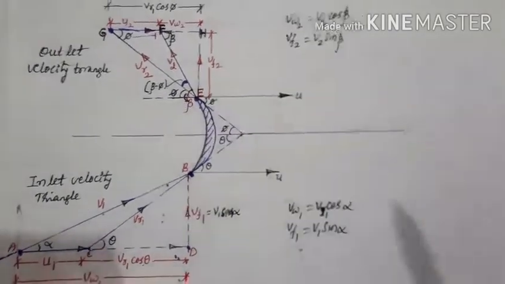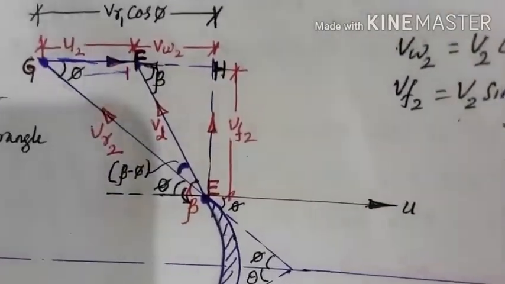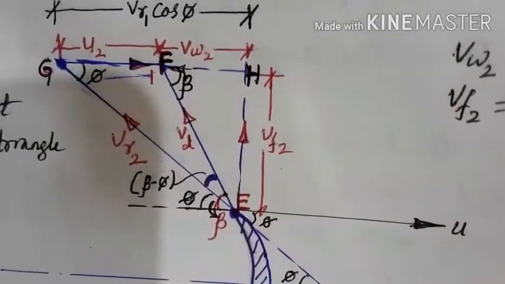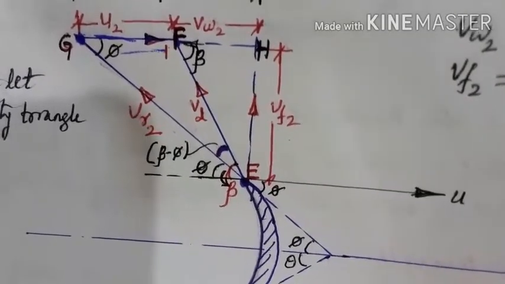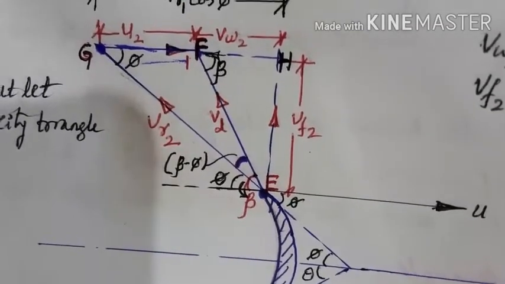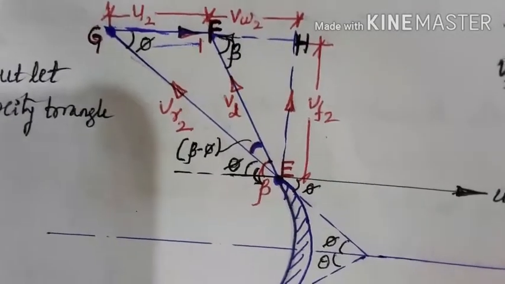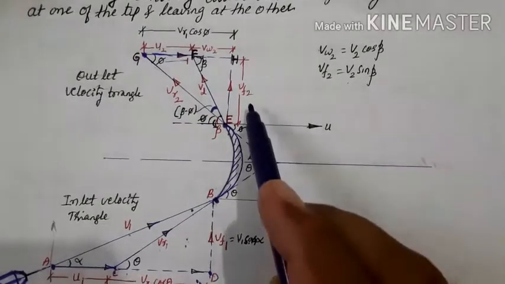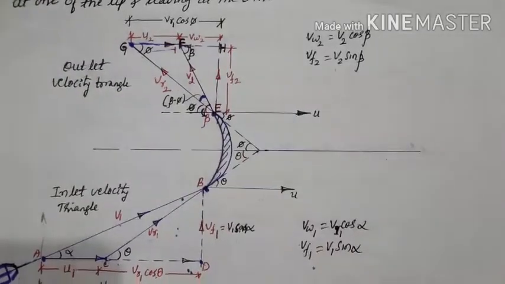Okay, so I hope you understood this triangle. This is very important, this triangle. So beta minus phi, where I marked, just look at that figure. Then I marked a beta angle. Beta is the angle made by V2 with the direction of motion of vane, and phi is the angle made by the relative velocity at outlet with the horizontal. Okay, so here Vf2 represents the velocity of flow at outlet, Vw2 the velocity of whirl at outlet.